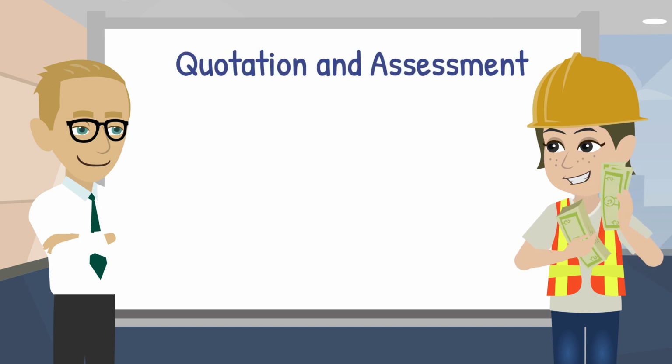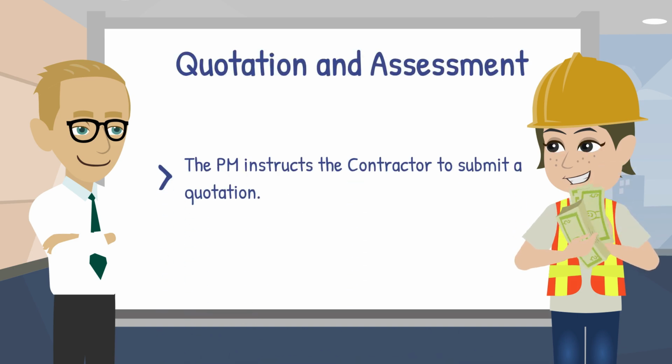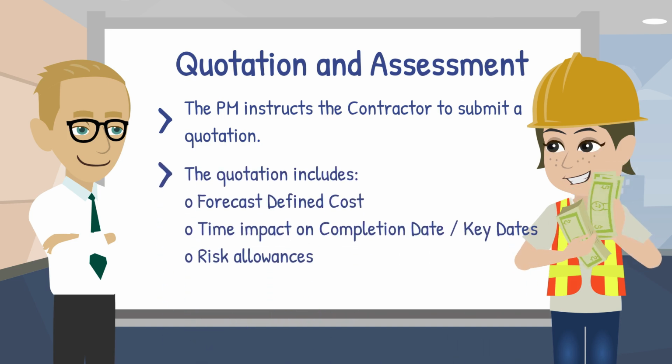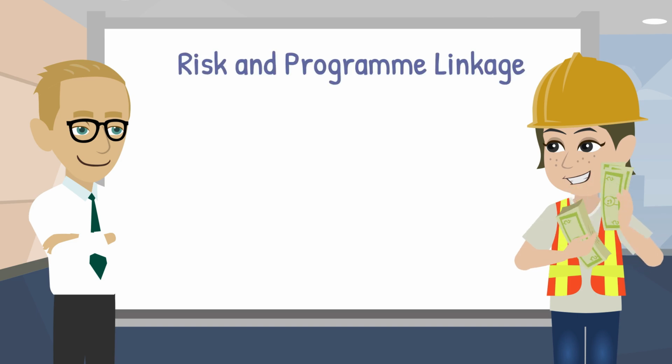Once notified and accepted, the project manager instructs the contractor to submit a quotation. The quotation should include forecasts of defined costs, time impact on completion date or key dates, and risk allowances. Assessment should be forward-looking, based on the forecast effect at the time of instruction and not based on actual costs incurred later.